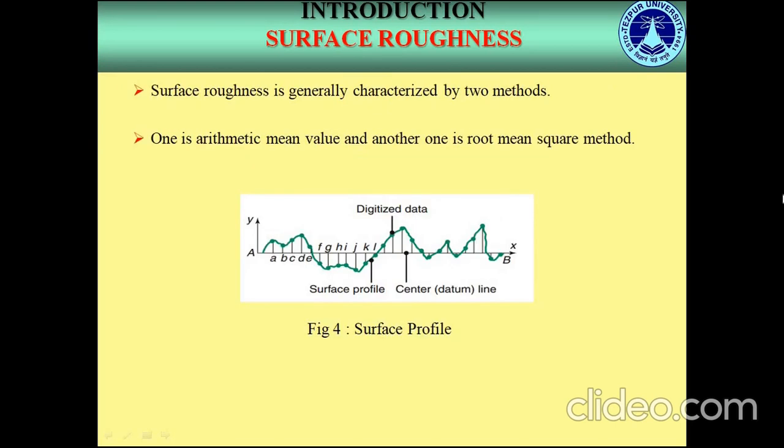Now, surface roughness is generally characterized by two methods. One is the arithmetic mean value and another is the root mean square roughness. So this is a typical surface profile of a surface. Here A, B, C are the various heights of the surface from the datum line.